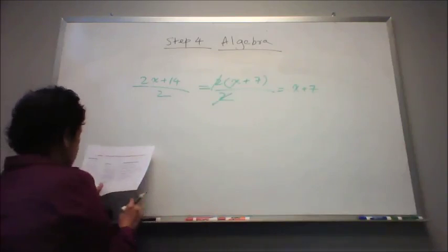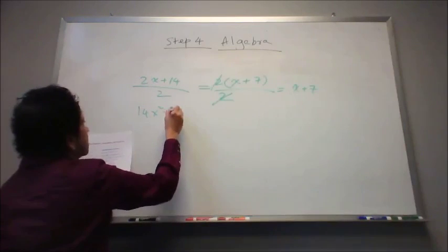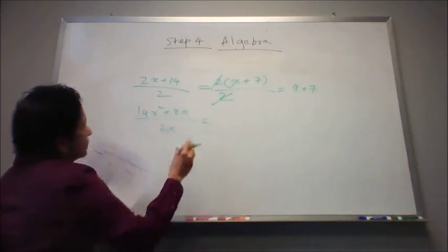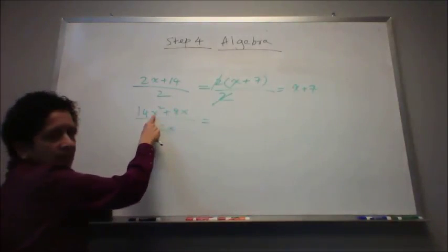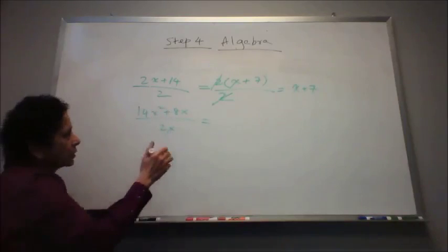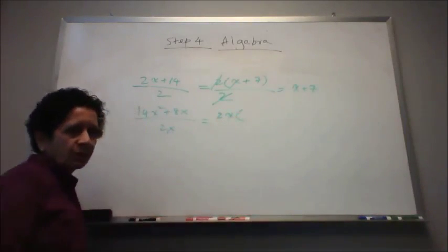So let's do another example. 14x squared plus 8x divided by 2x, okay? So what is the common factor here? There's an x here, there's an x here. And for 8 and 14, 2 is a common factor. So I can take 2x out. Okay, that's the common factor.